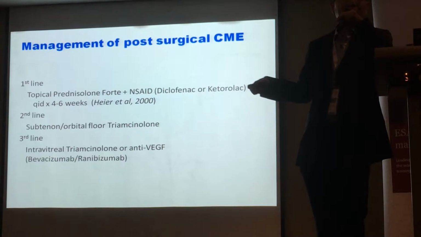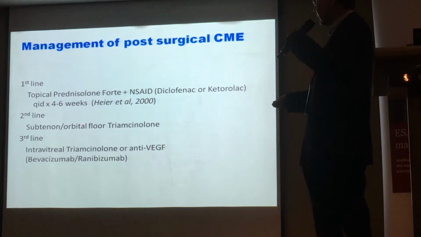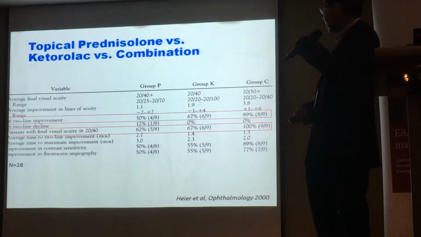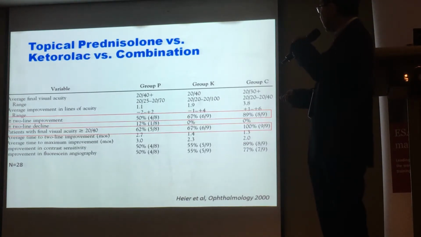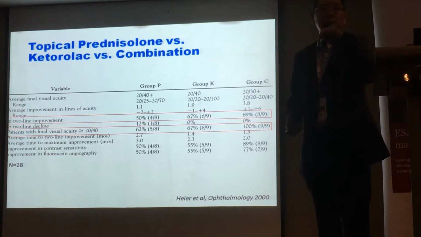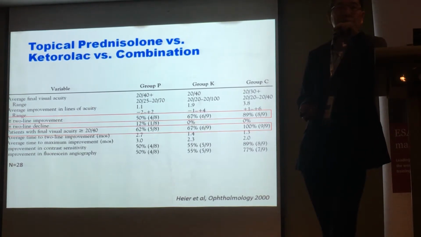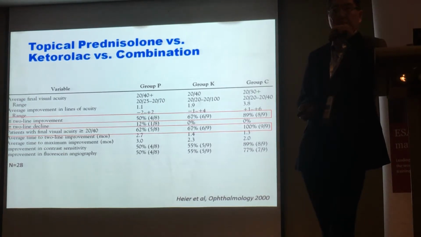So it's quite a satisfying way to treat. Very rarely do we have to go on to the second or the third line. So this is just to get Irvine-Gass out of the way. If you combine the two, prednisolone and ketorolac, for example, there's a higher rate of two-line improvement, 90% compared to 67% and 50% alone. Okay? So I usually use both. Do you need oral medication? Usually not. Right? Just topical medication is enough.